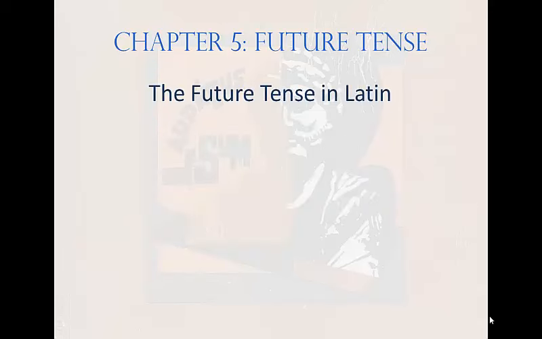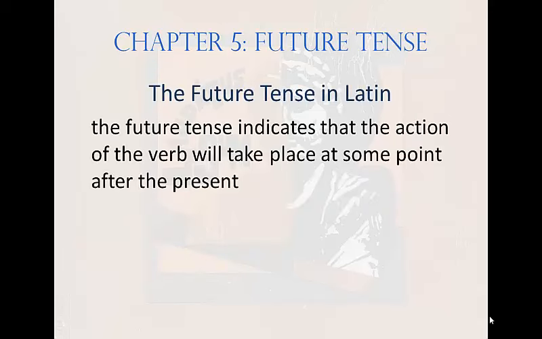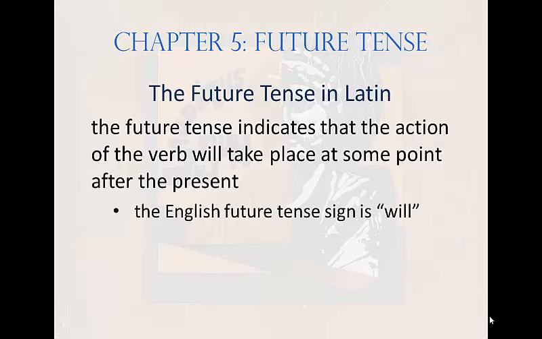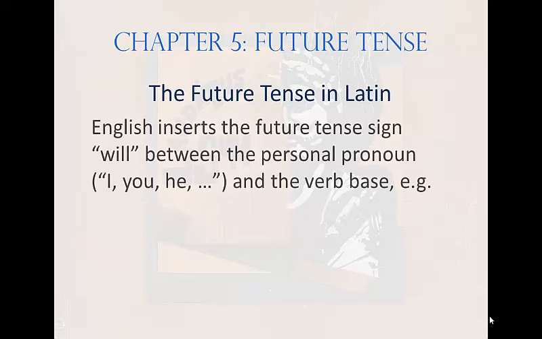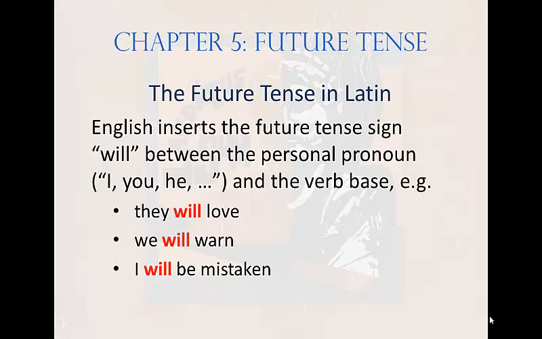The future tense in Latin. The future tense indicates that the action of the verb will take place at some point after the present. The English future tense sign is will. Shall is no longer used. English inserts the future tense sign will between the personal pronoun, I, you, he, and the verb base. For example, they will love. We will warn. I will be mistaken.